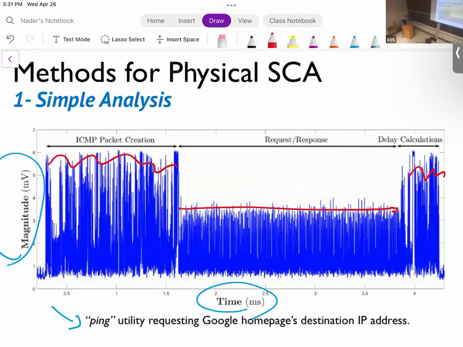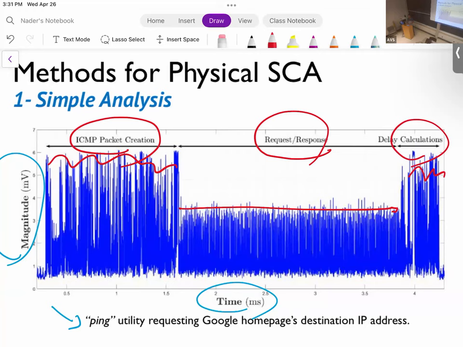If you actually try to map this in terms of timing with the code, you will see that, for example, this is the packet creation time. This is the time it takes for the server to respond. This is the calculation of the delay in order to know the bit rate or the bandwidth and so on and so forth. So by looking at the physical signal, I can actually distinguish different phases and different times.